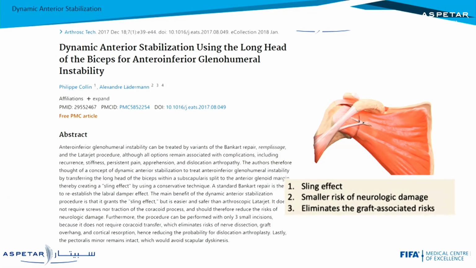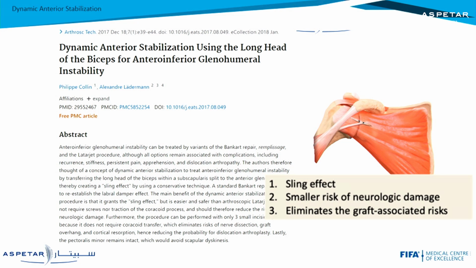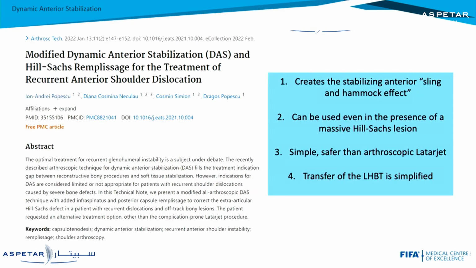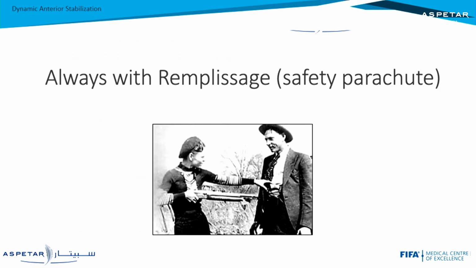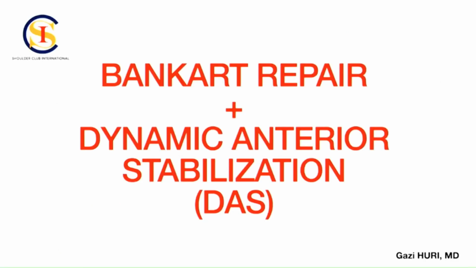It has, as I mentioned, a sling effect, smaller neurovascular and neurological damage, and there are no issues about the graft, which is good, to be honest. Popescu is a good friend of mine. He's from Poland, a shoulder surgeon, and he is also working on dynamic anterior stabilization. It's really simple and safer than the arthroscopic Latarjet, but don't forget to put in the remplissage.